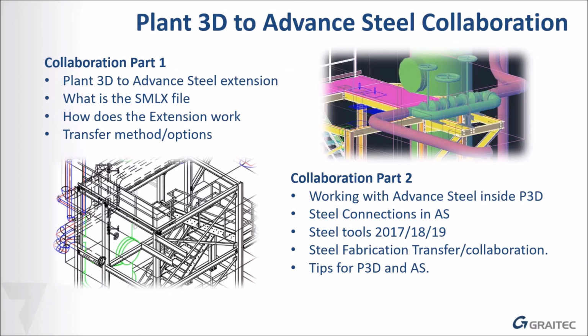Inside the Plant platform, there's a button which will export the data from Plant to Advanced Steel. Another way of working is collaborating using object enablers, etc. So we'll have a look at those as it goes along through today. And we'll look at some of the steel connections that you can use. So we can add the steel connections in Advanced Steel, some of the other steel tools, and the transfer and collaboration methods, and hopefully I'll include a few tips along the way as to things that we've found from our experimenting with these workflows.